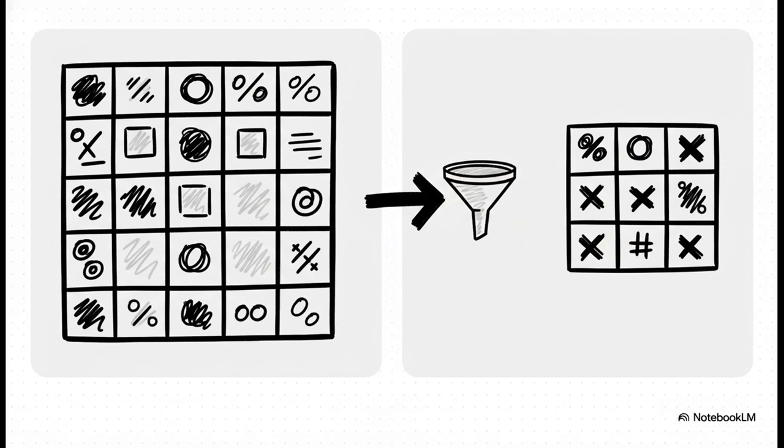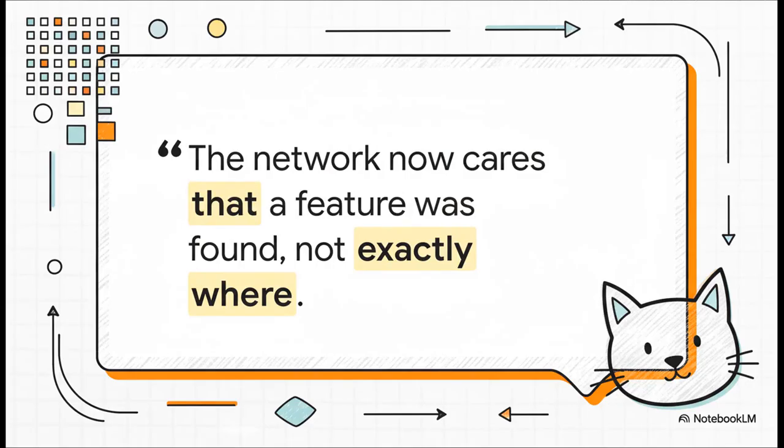The network kind of needs to zoom out and just get the gist. And it does this with a step called pooling. It basically shrinks each map down by looking at small neighborhoods of pixels and just keeping the most important piece of information. And this right here, this is the real genius of pooling.